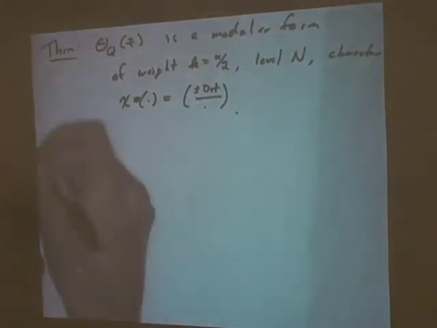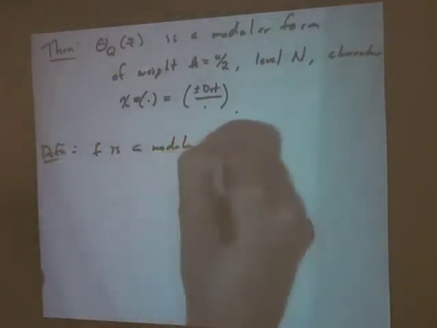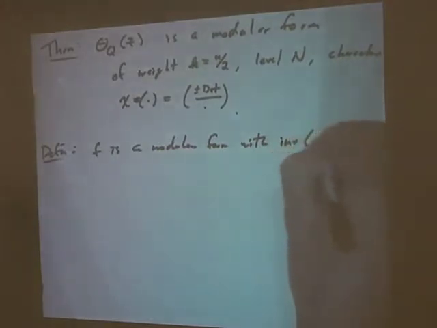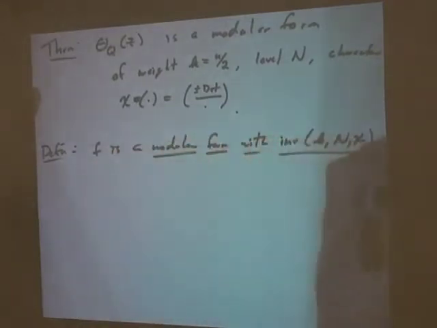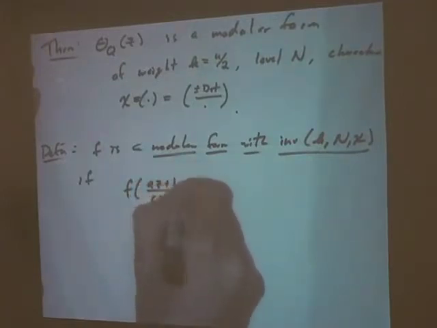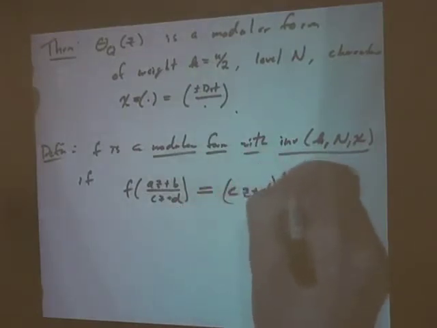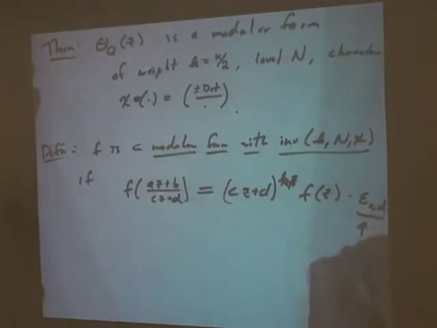So to be a modular form, f is a modular form with, let's say, weight k and chi as above. If f of (az+b)/(cz+d), so these are linear fractional transformations acting on the upper half plane, is equal to (cz+d) to the k over 2, to the k, sorry, times f of z, and then possibly times some multiplier system, epsilon of c, d, multiplier system.